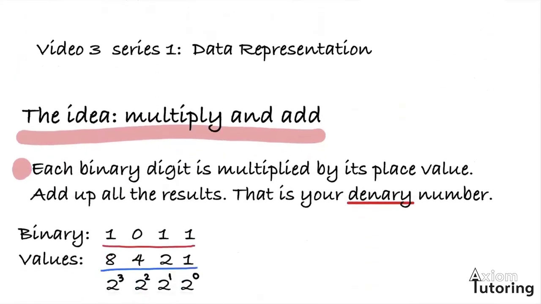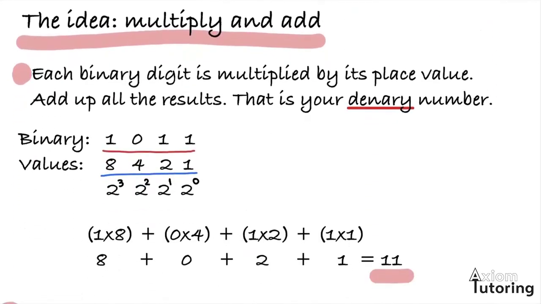So let's get started. Now here is the main idea. Each binary digit gets multiplied by its place value. Then you add all of those results together and the total is your denary answer. You can see a short example on this page. Now the binary number here is 1011 and each digit is multiplied by its place value. So we have 8, 4, 2, 1. We multiply them and then we sum them up and the result is 11. So 1011 in binary here is actually 11 in denary.